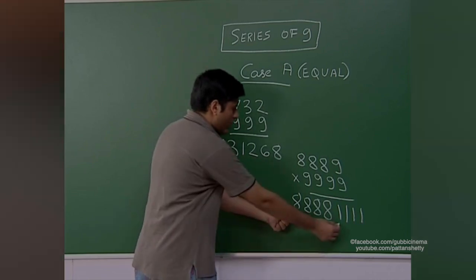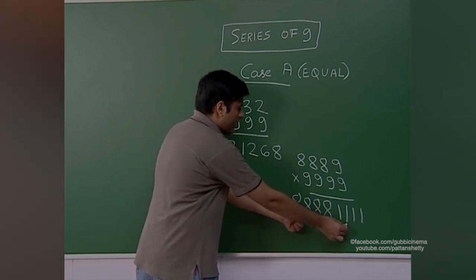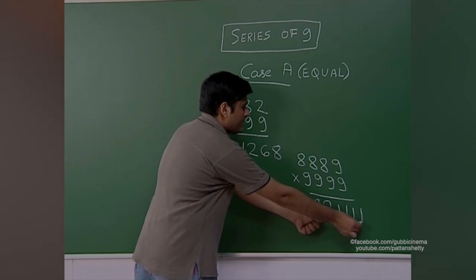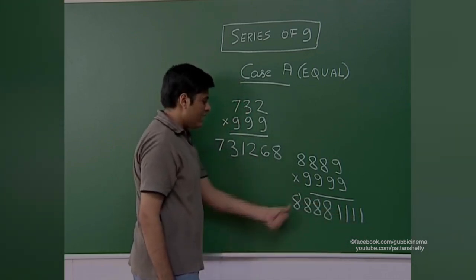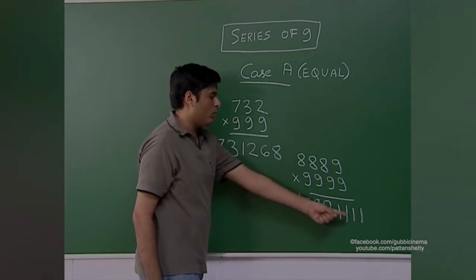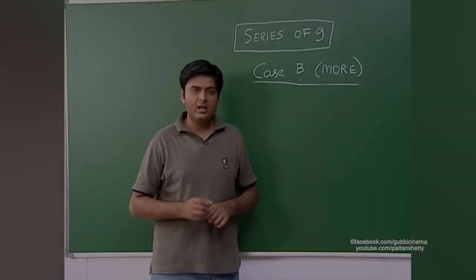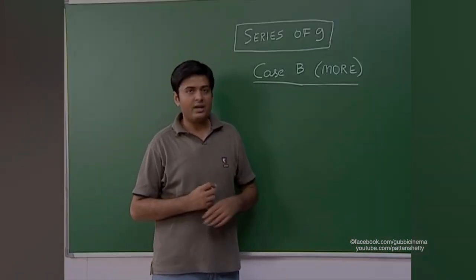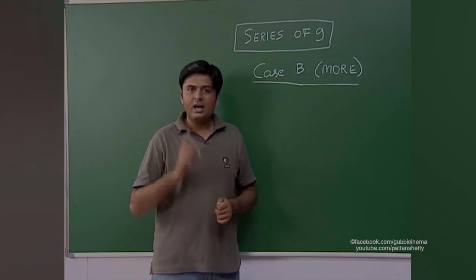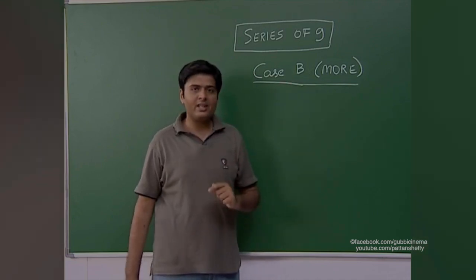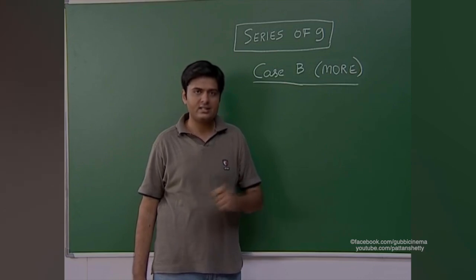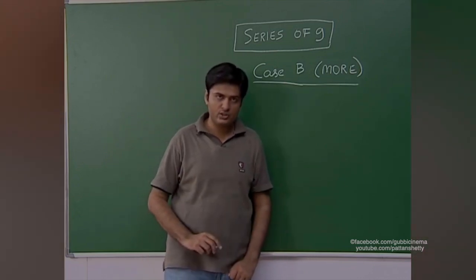9 minus 8 is 1, 9 minus 8 is 1, 9 minus 8 is 1, 9 minus 8 is 1. My final answer is 88881111. Friends, we saw case A where there were equal numbers and 9s. Now we will see case B where there will be less numbers and more 9s. Let us see how to solve such questions.